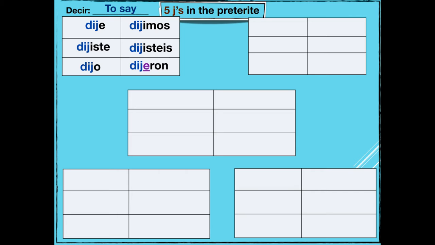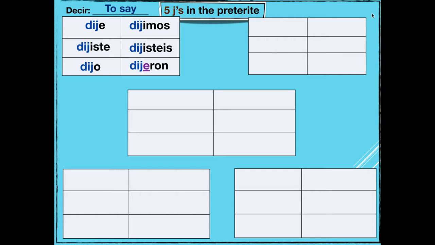Don't worry about the purple coloring on that. I'm going to show you in future verbs that you're going to learn the reason why I did that. But as of now, those are different endings that you're going to have to memorize. They're irregular verbs, so that's why they don't follow the normal endings of iste, yo, imos, istes, ieron. So it's a little bit different, right?